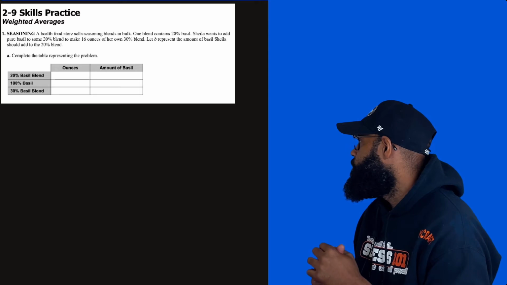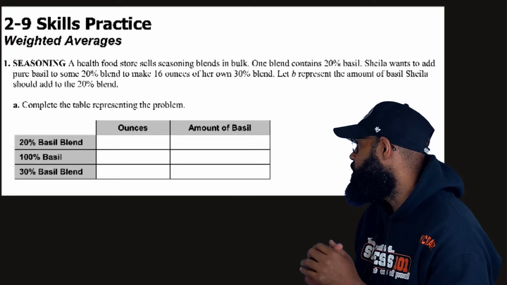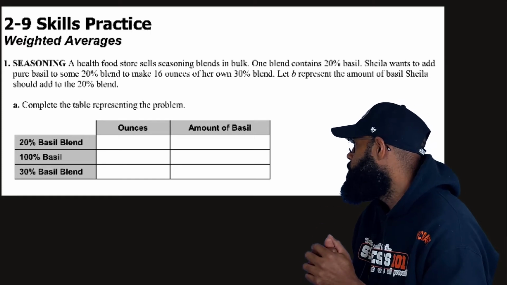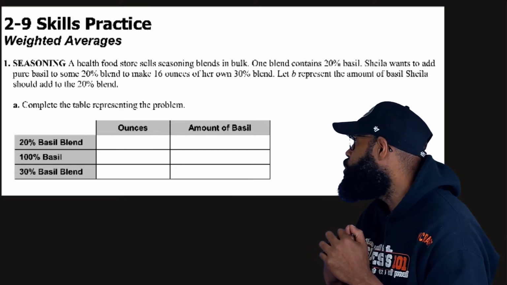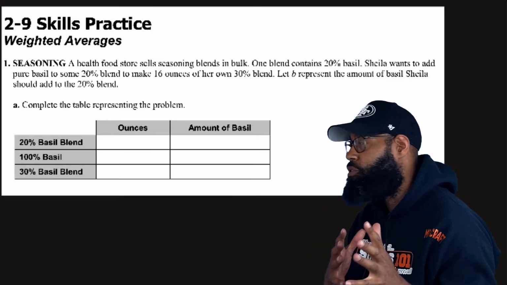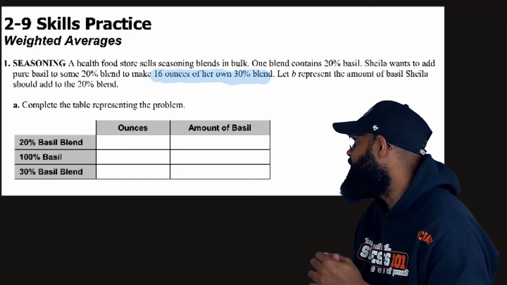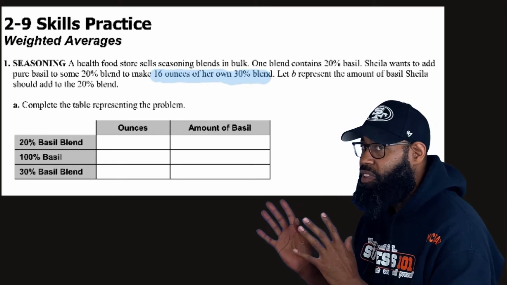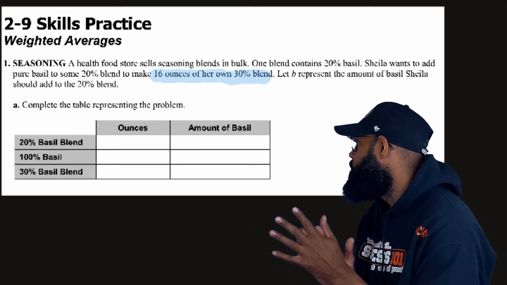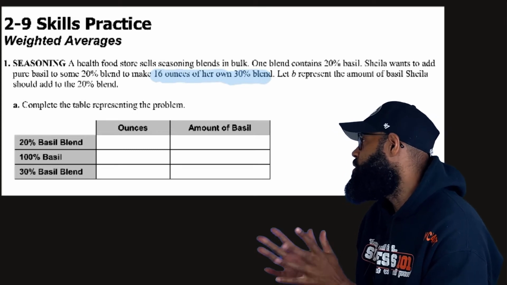Seasoning, weighted averages. Health food stores sell seasoning blends in bulk. So kind of like Costco. One blend contains 20% basil. Sheila wants to add pure basil, right there. Pure basil is 100% basil. You see it in the chart. To some 20% blend to make 16 ounces of her own 30% blend. So I already see the highlight, right? 16 ounces of her own 30% blend. Let B represent the amount of basil Sheila should add to the 20% blend.